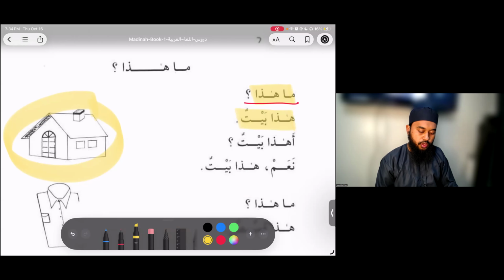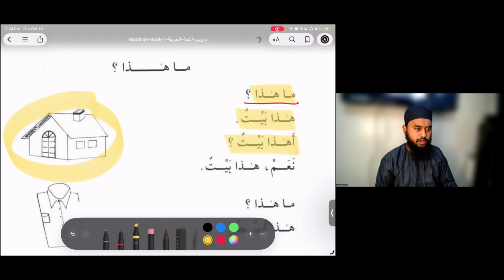Now, he also teaches the other way of asking that question. Instead of saying ma hada, you already know what that is, but you just want confirmation whether you're identifying the object correctly or not. The way you say that in Arabic is ahada. Is this a house? You see Masjid al-Nur, it looks like a house from the outside, right? It doesn't look like a masjid. There's no dome, there's no minaret. Someone passes by and they're like, ahada baytun? Is this a masjid? Is this a house?